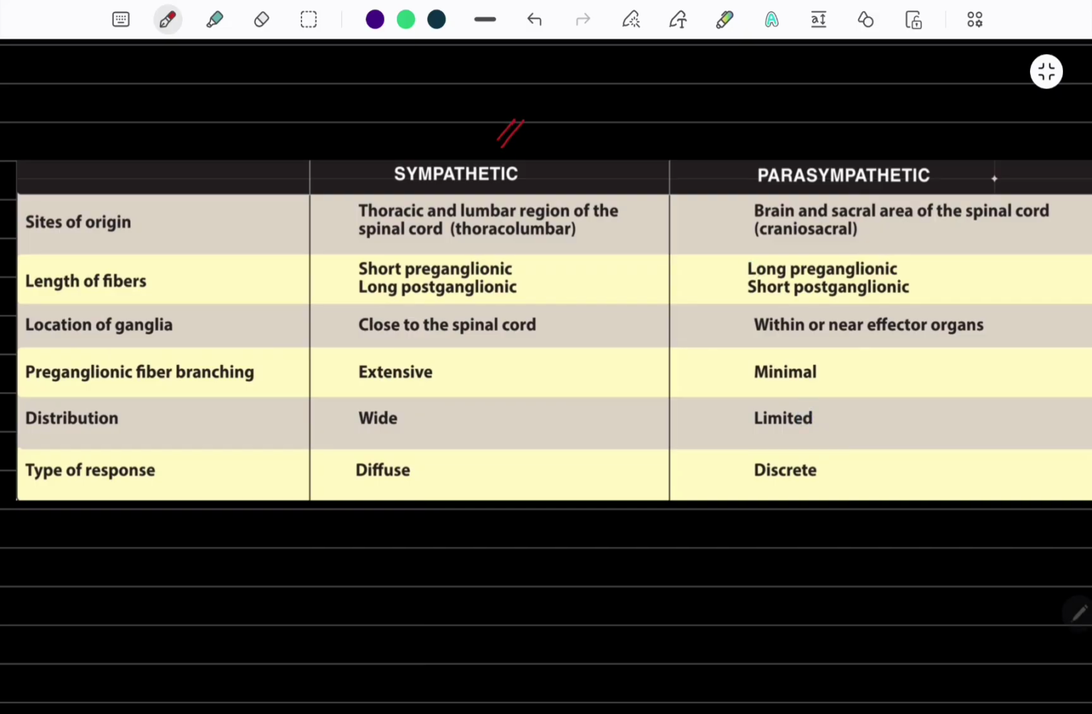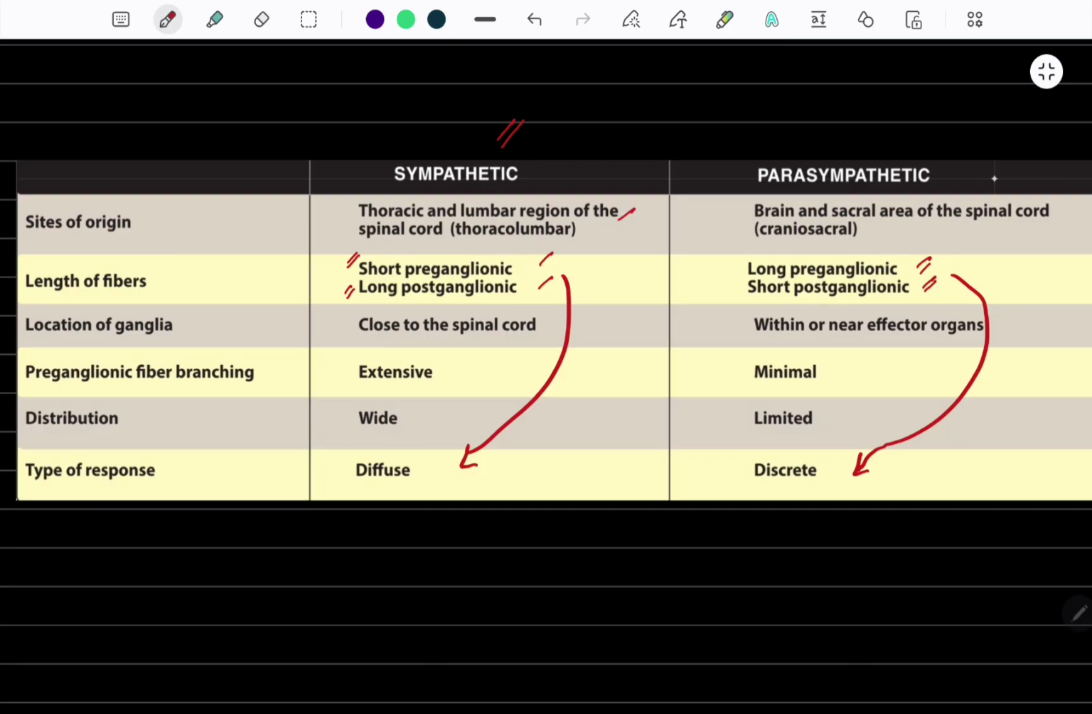This system contains both the preganglionic and postganglionic fibers. The preganglionic fibers are short and the postganglionic are long, due to which the response is quite diffuse, as I already told you. This type of system consists of long preganglionic fibers, while the short postganglionic fibers, due to which the response is quite discrete and only to restore the imbalance effect of a single organ, right?